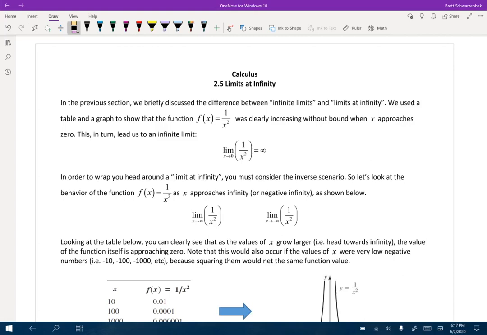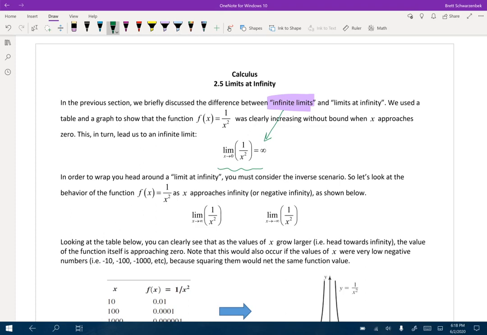This is the 2-5 notes for Calculus 1. In the previous section, we talked about infinite limits. Specifically, if we took the limit of x goes to 0 of 1 over x squared, we learned that that is going to be equal to infinity. So 1 over a tiny number is essentially going to be a very large number.